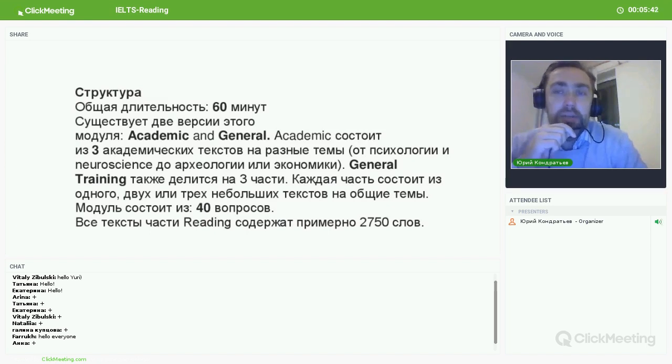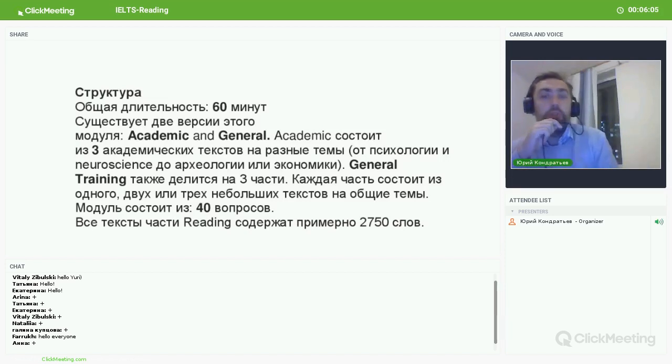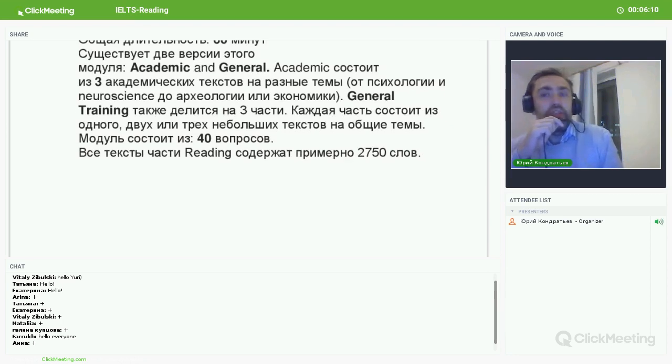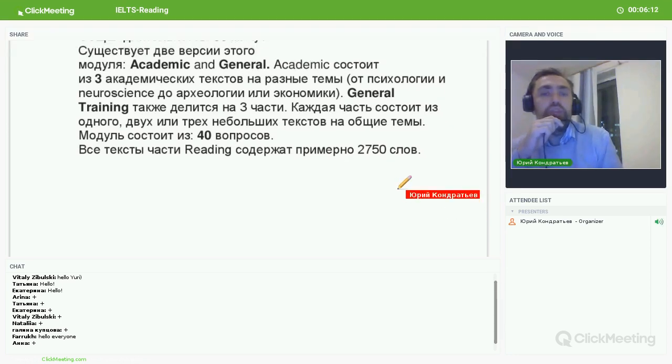Usually, texts for academic reading are more complicated, but to get the same score, you are allowed to make more mistakes. For instance, if you want to score 9 in general reading, you can't make a single mistake, so all 40 questions should be correct. And to score 9 in academic, if you make one mistake out of 40, you still normally get a 9. So there are 40 questions in the test, and all the reading texts usually consist of approximately 2,750 words, give or take several dozen words.